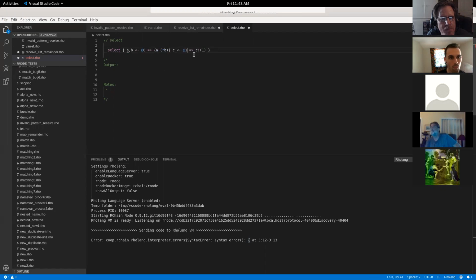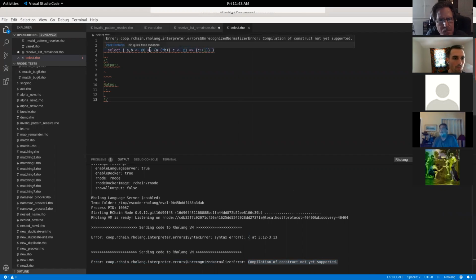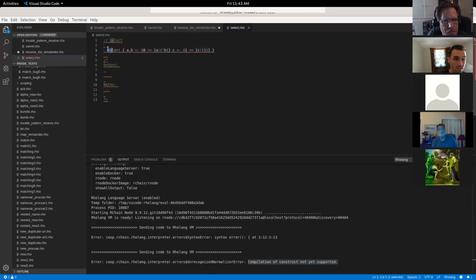So I feel like it makes more sense to put the braces around the listen, but that's a personal opinion, I guess. Yeah, now it doesn't like, I don't know what that doesn't like. Oh, compilation of construct not yet supported. Okay. But this is the intended syntax for a select construction.